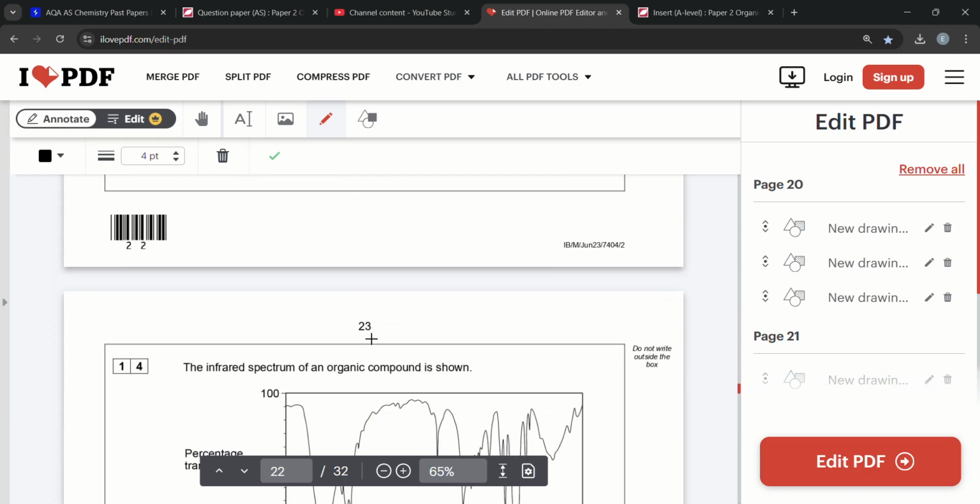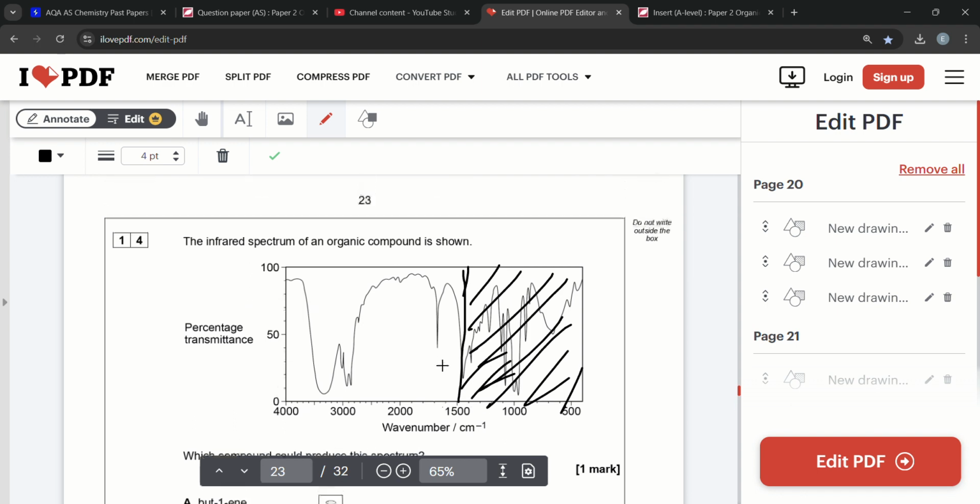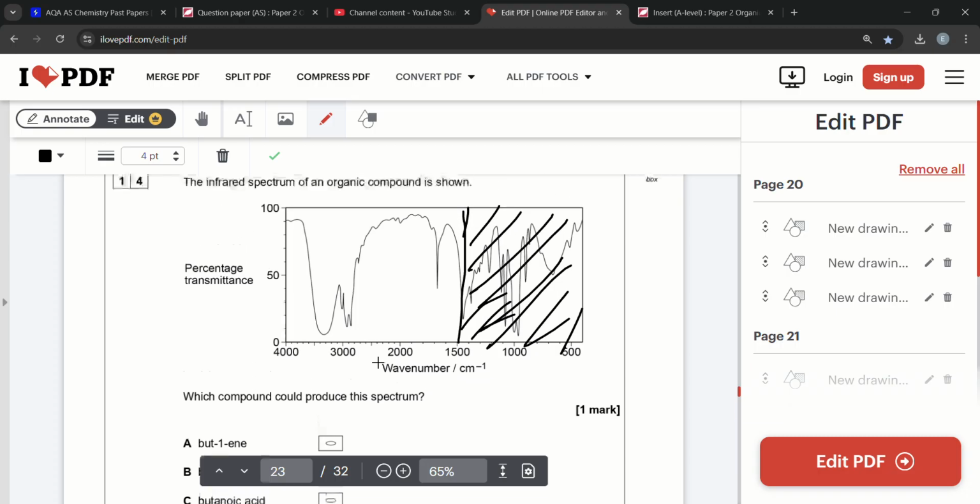Question 14. Infrared spectrum of an organic compound is shown. Which compound could produce this spectrum? So 1500 centimeters to the power minus 1. We do not want to look at this for this question. That's the fingerprint region, the region less than 1500 centimeters to the power minus 1.